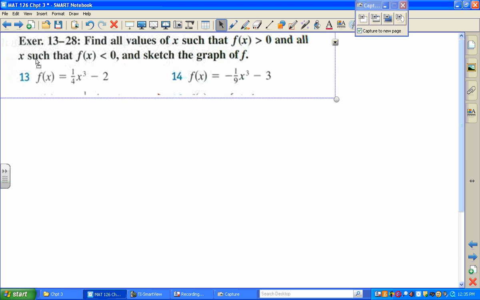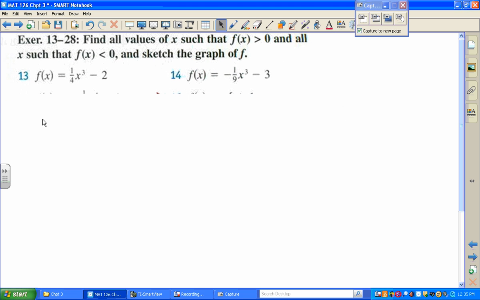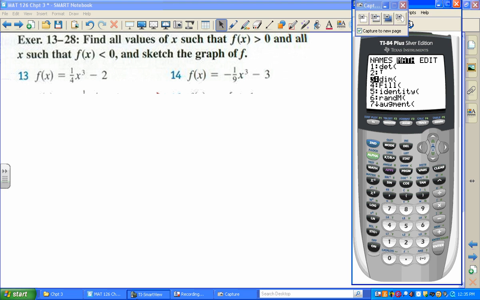All right. Find all the values of x such that y is positive and all x such that y is negative. Sketch the graph of f. What the heck does that mean? Y is positive, y is negative. Sketch it first? Do things out of order? Are you kidding me? All right.